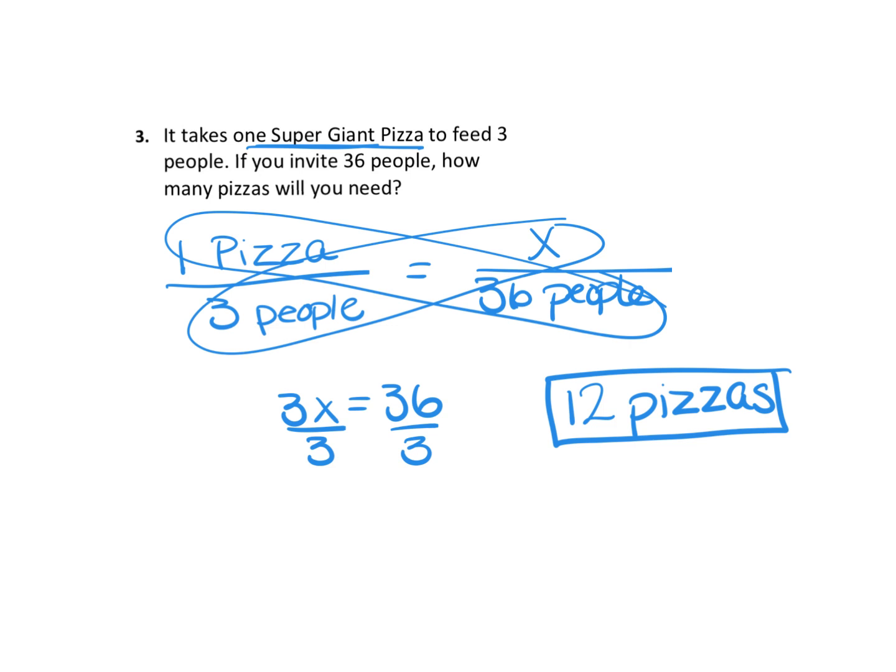So if 3 people per 1 pizza, if you have 36 people, you need to have then 12 pizzas.